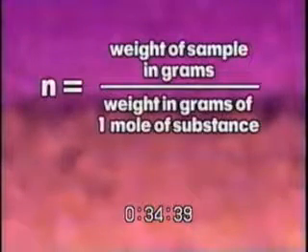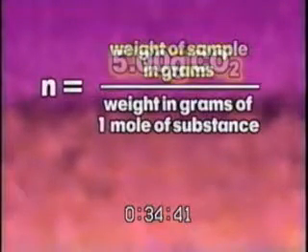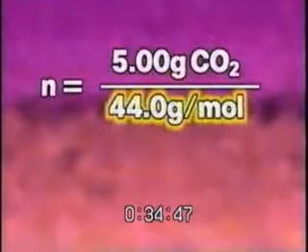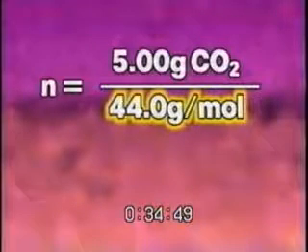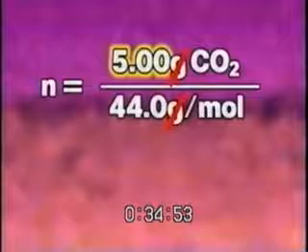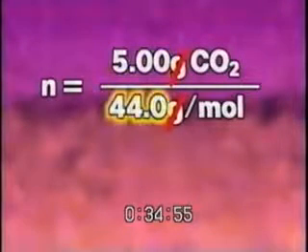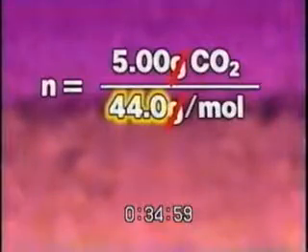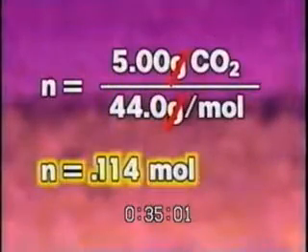We'll put the mass of the sample of carbon dioxide, 5.00 grams, over the molecular weight of carbon dioxide, 44.0 grams per mole. So cancel out the grams and divide 5.00 grams by 44.0 grams per mole, and you get the same answer you got before, 0.114 moles.